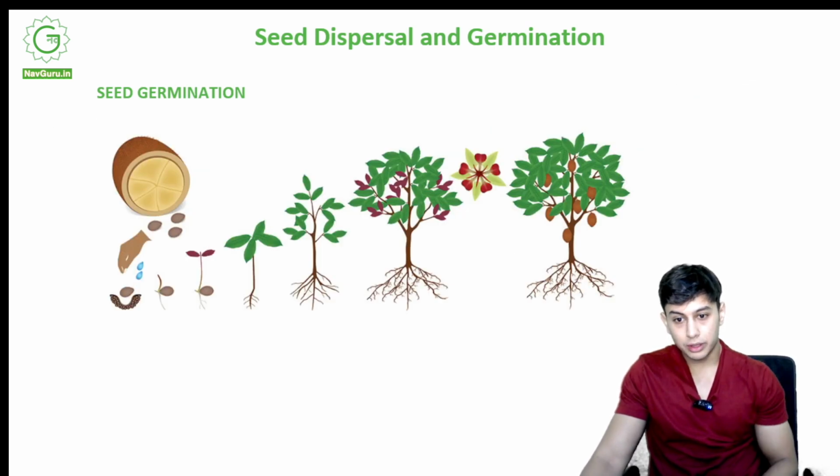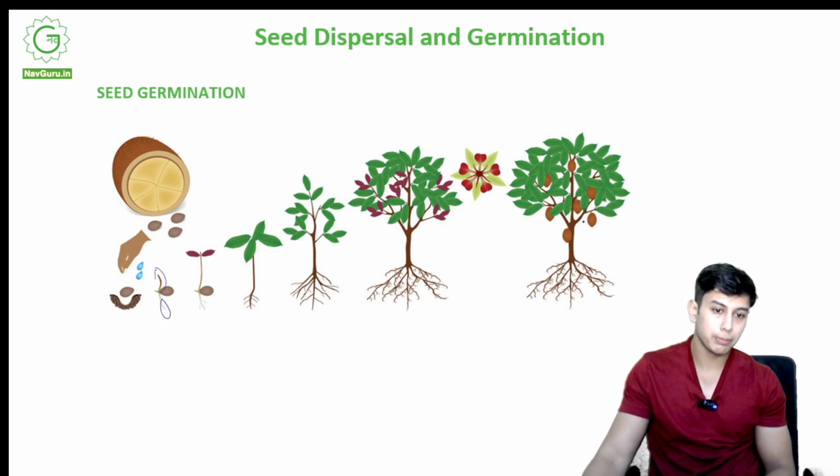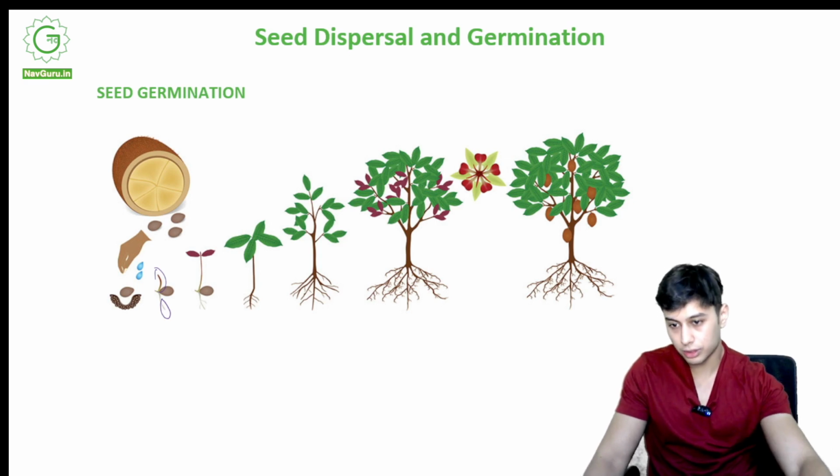Let me show you. This was the seed. It is in the soil, water falls, and it starts growing a little shoot and a little root. These both grow further and further until it becomes a big plant which has seeds of its own, fruits of its own.